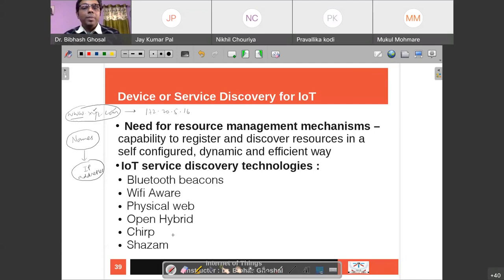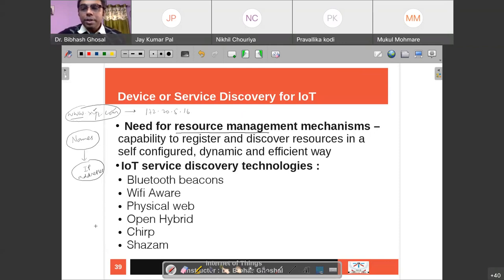Now, what happens in case of IoT devices? How will this be taken care of? So this is what we are going to talk about. So one of the basic requirements of an IoT is resource management. Okay, there are a lot of devices which are connected. How do you manage those resources? How are you going to manage them?